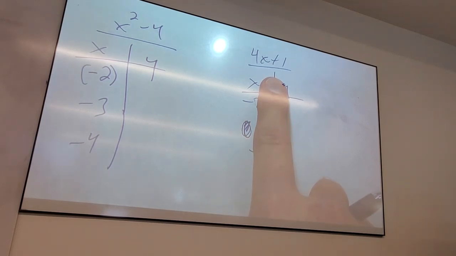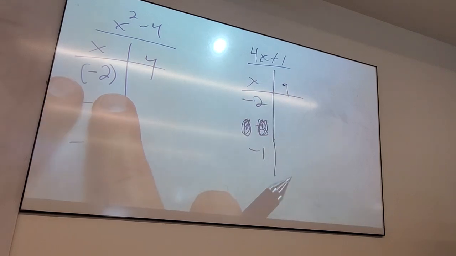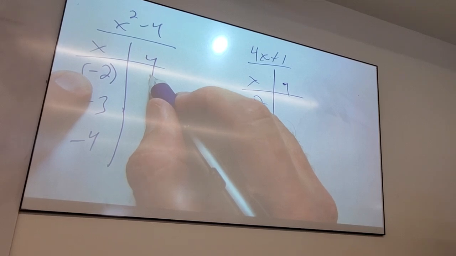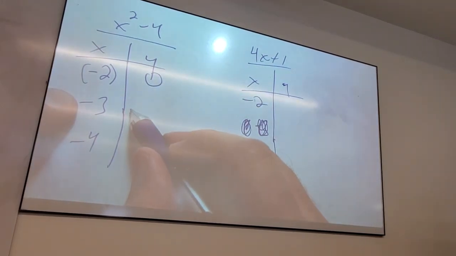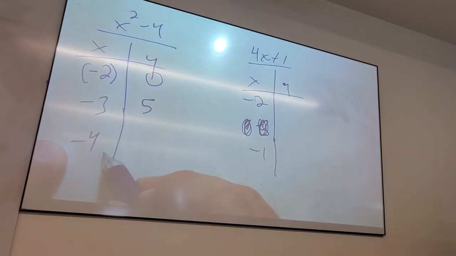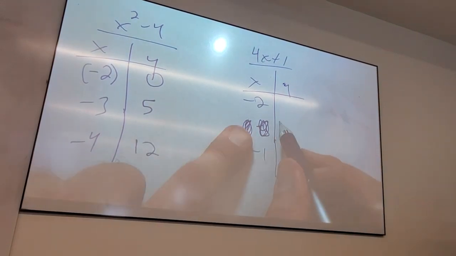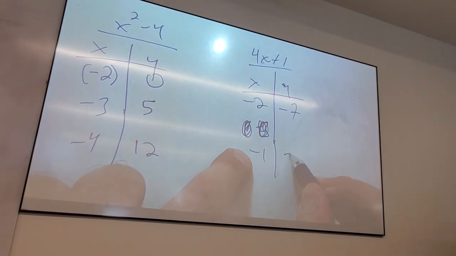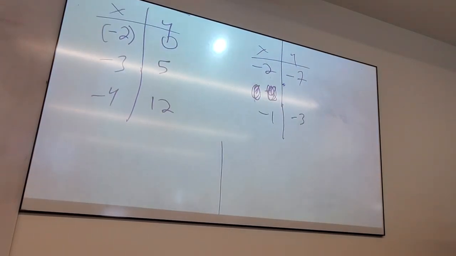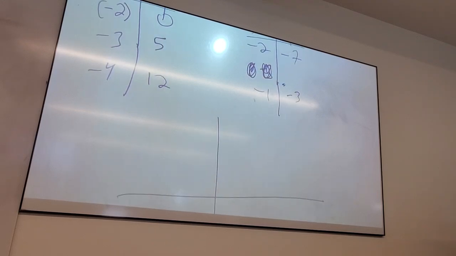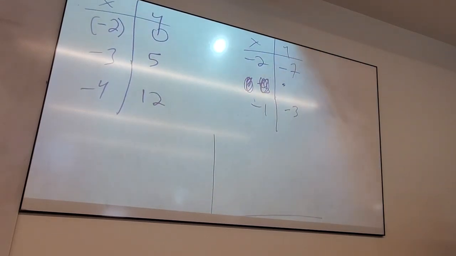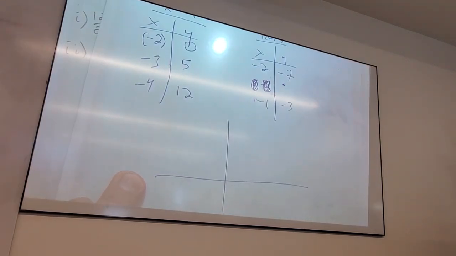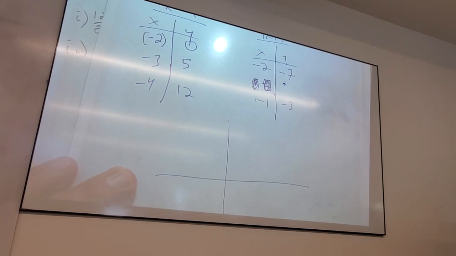Yes? Okay. So if I put -2 in here, what's -2 squared minus 4? 0. What's -3 squared minus 4? 5. What's -4 squared minus 4? 12. What's -8 plus 1? -7. -4 plus 1. That's right, kids. And then you just have to plot the points, connect them. The mistake people make is they make too much of the picture. It should only be a parabola up until -2, right? Up until -2. Then the line takes over.